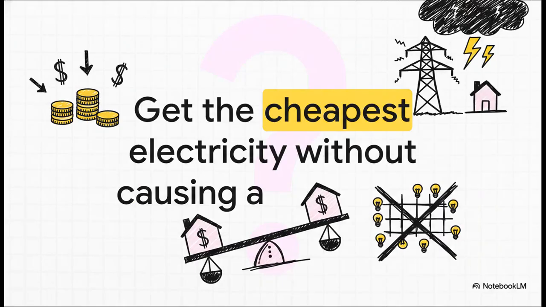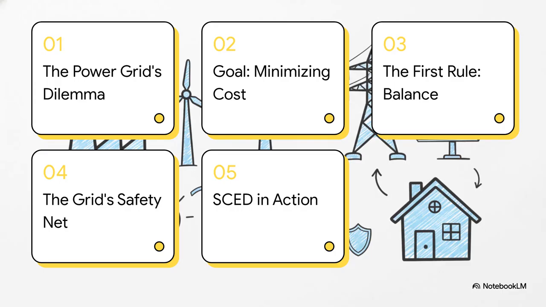See, at its heart, running a power grid is this constant balancing act. On one hand, we all want the lowest possible electricity bills, right? But on the other, the physical grid has limits. If you push it too hard, the whole system can just fail. So the big question is, how do you get the cheapest possible power without risking a massive blackout? Well, that's exactly what we're going to unpack right now.